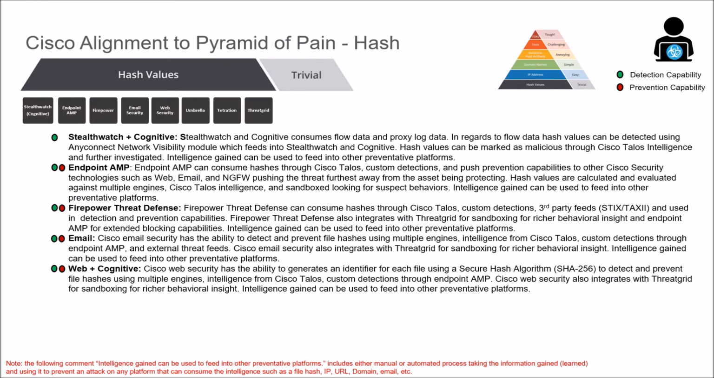Web security has the ability to generate an identifier for each file using SHA-256 to detect and prevent file hashes. Again, using multiple engines. Intelligence from Cisco Talos obviously powers all the Cisco security technologies. You've got custom detections through Endpoint AMP. Cisco Web Security also integrates with ThreatGrid for sandboxing. Again, you see a theme that's happening here. Intelligence gained here is obviously fed into other preventative platforms.